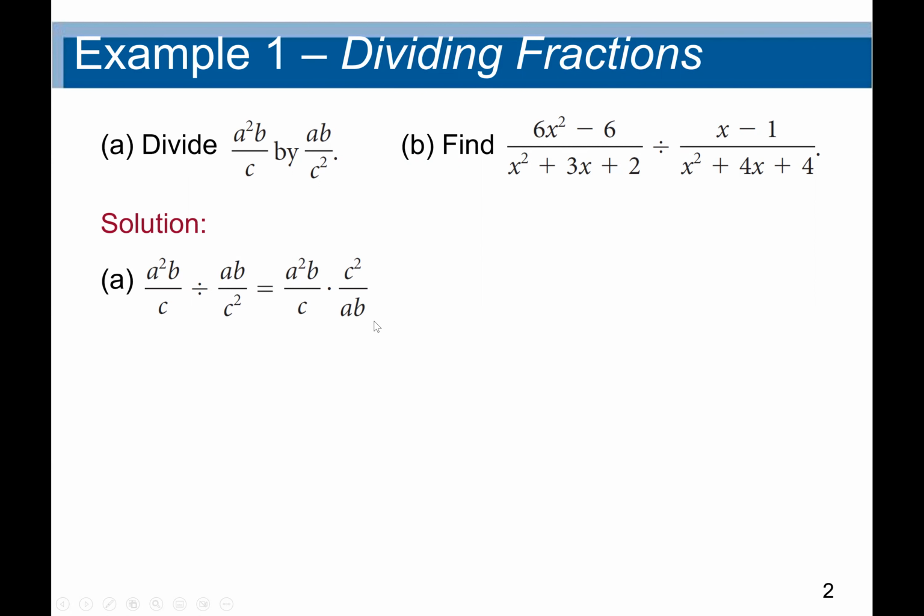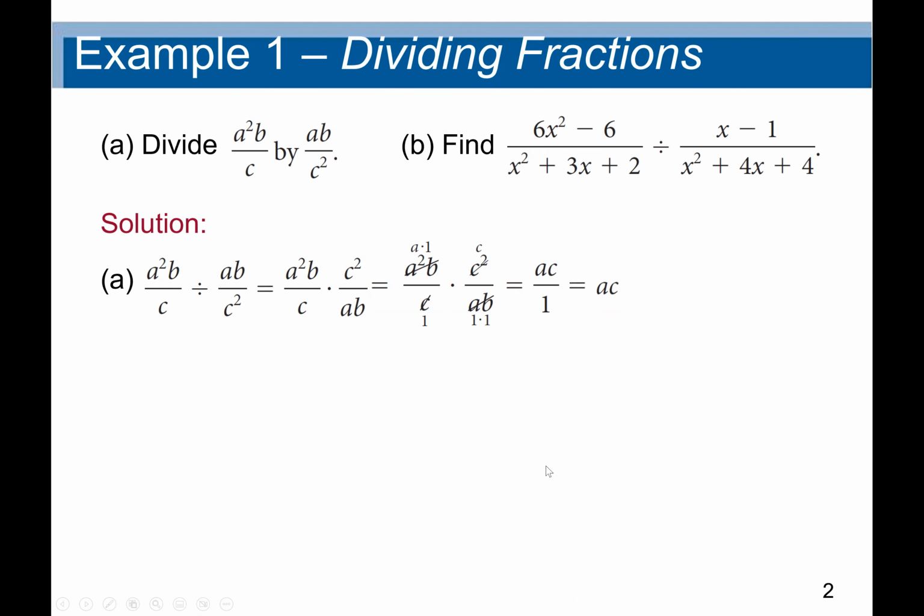Then from here, we can cancel. a can go into a squared, c can go into c squared, b can go into b. So we are going to cancel all three terms, the denominators. So our final solution will be a c.